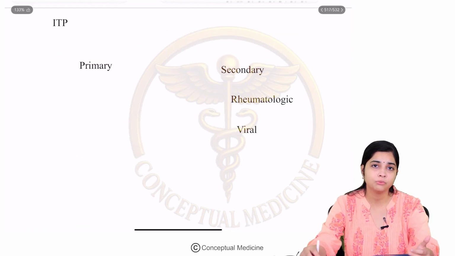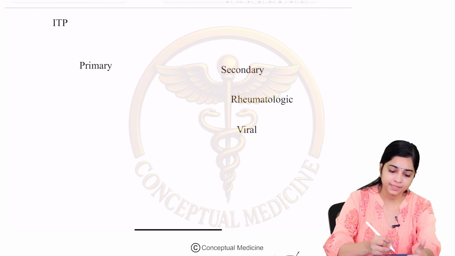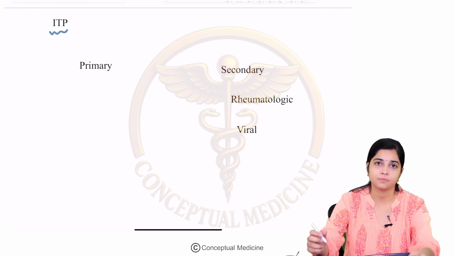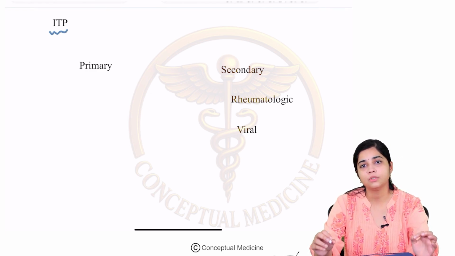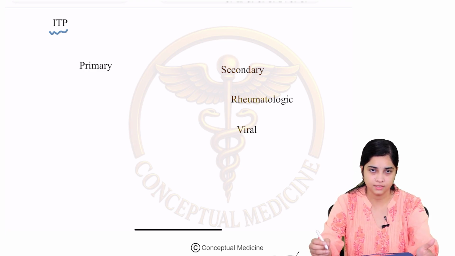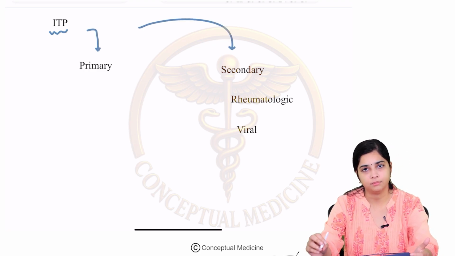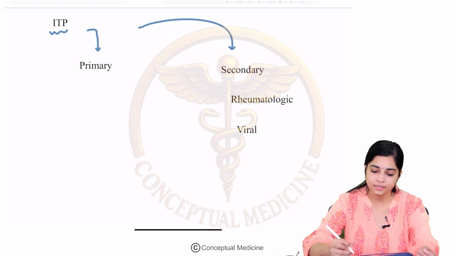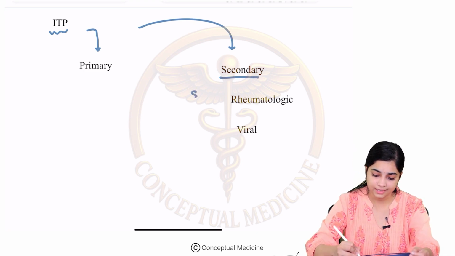Now let us move on to one of the most important and frequently witnessed disorders under platelets, which is immune thrombocytopenic purpura. So ITP, as the name suggests, is an autoimmune disease where you have an immunologically mediated destruction of the platelets. This can be classified as primary ITP and secondary ITP. In primary ITP, generally no known cause is found. Secondary ITP occurs most commonly secondary to rheumatologic disorders like SLE and rheumatoid arthritis.